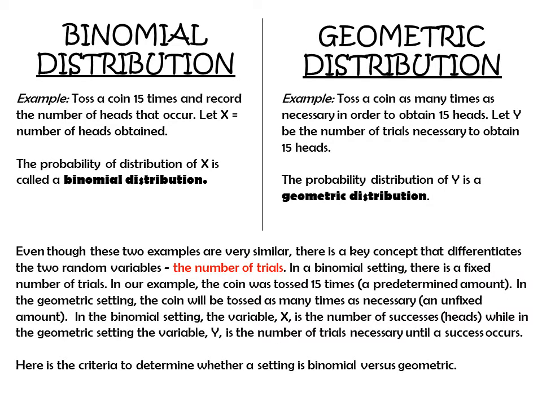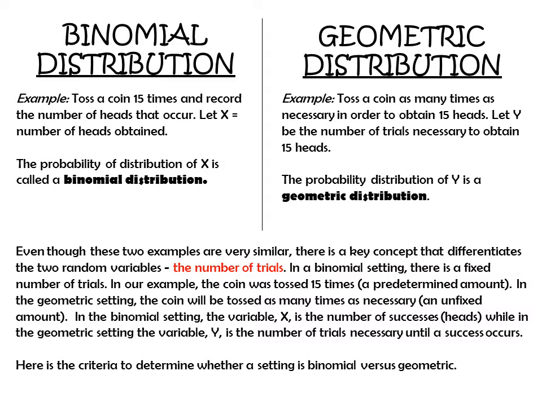Even though these two examples are very similar, there's a key concept that differentiates the two random variables, the number of trials. In a binomial setting, there's a fixed number of trials. In our example, the coin was tossed 15 times, a predetermined amount. In the geometric setting, the coin will be tossed as many times as necessary, an unfixed amount. In the binomial setting, the variable X is the number of successes, while in the geometric setting, the variable Y is the number of trials necessary until a success occurs.